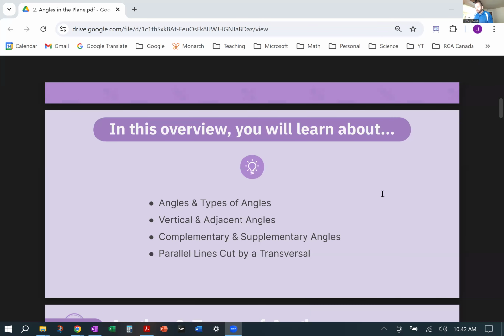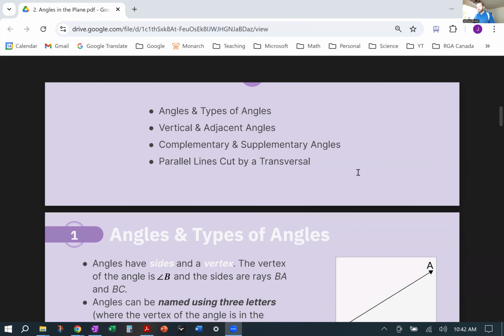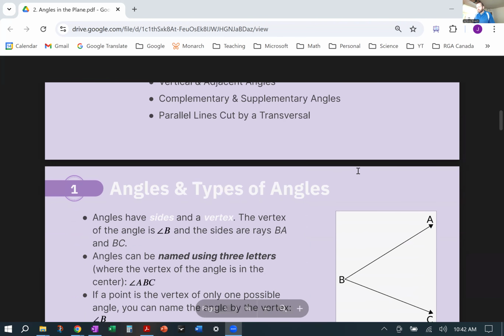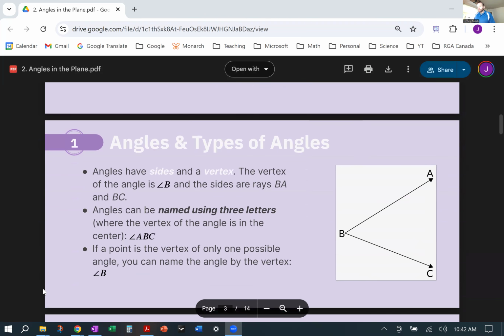All right, so we're going to talk about the different types of angles, how to find equivalent angles with vertical angles. We're also going to talk about the definitions of complementary and supplementary angles and some rules about parallel lines when they are cut by what's called a transversal. So we have these different types of angles.